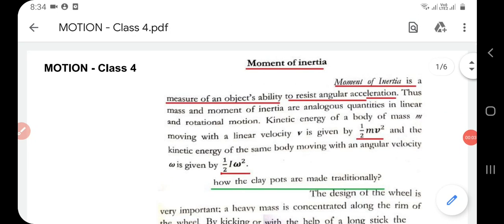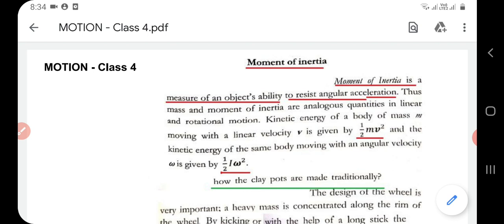Good morning, all. Today we will learn about moment of inertia. Moment of inertia is a measure of an object's ability to resist angular acceleration. That means it is a measure of the ability of an object to resist angular acceleration.